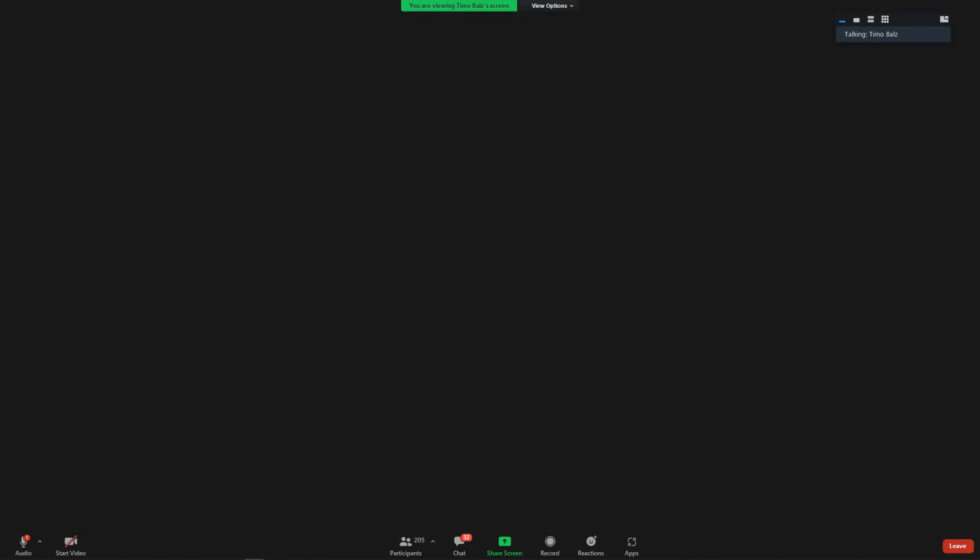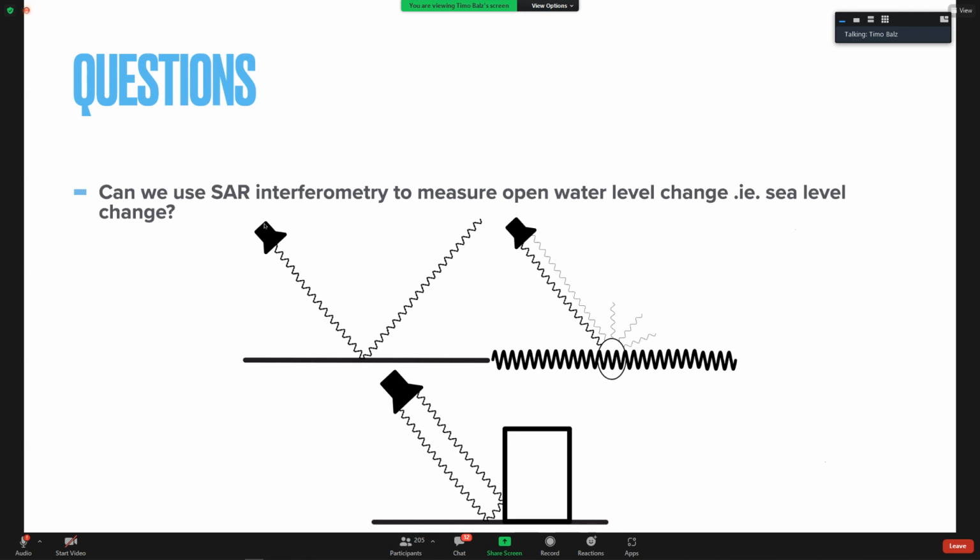So typically the answer would be no. You can't really measure the height of water. What you could do is measure the height of land area very close to the water and see if your water is getting higher, so that in that way you could measure water level.